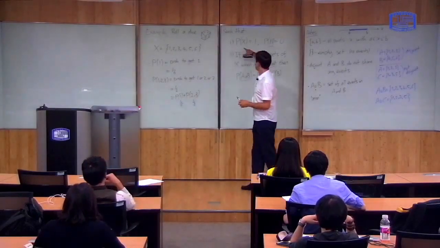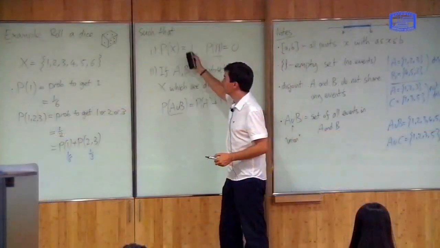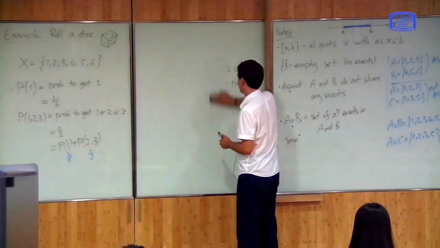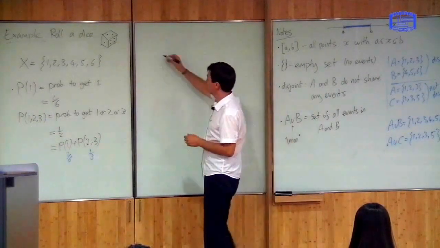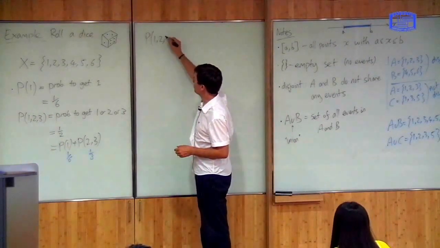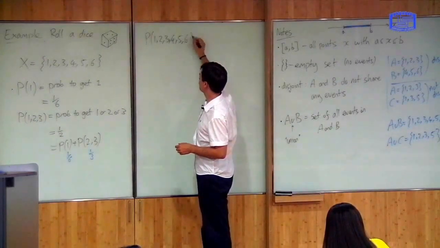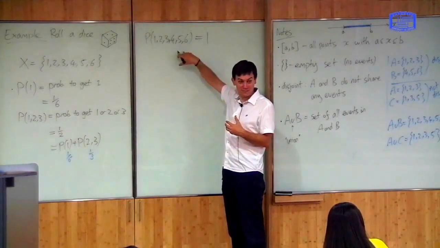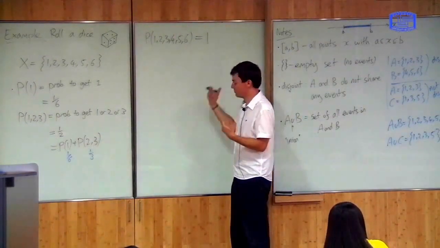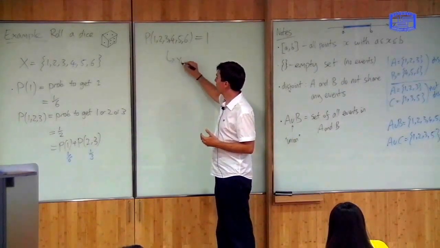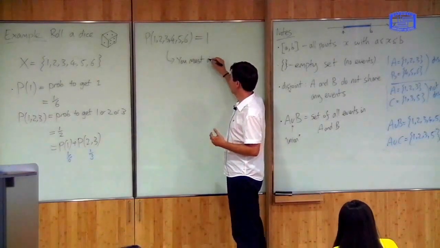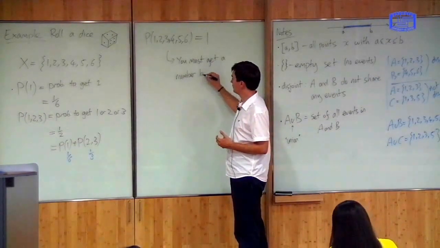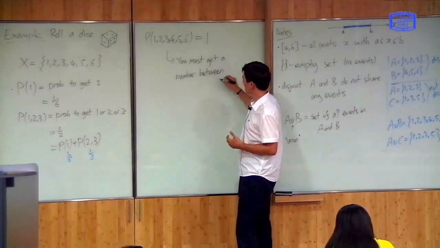You can also make sense of this number 1 as well. P of x equals 1. Well, in the case of the dice, P of x equals 1 is telling us that the probability of 1, 2, 3, 4, 5, 6 is equal to 1. In other words, you must get something. Probability equals 1 means it's certain. So when you roll a dice, you must get a number between 1 and 6.